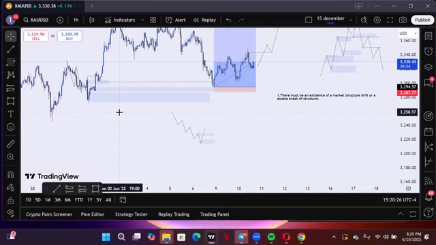Now, once this happens, people get confused. Okay, I have a breaker block here, I have an order block here. Which POI am I actually going to make use of? That is where it gets tricky. I have 3 different POIs here. Which one am I going to make use of? So first of all, are you guys following me?